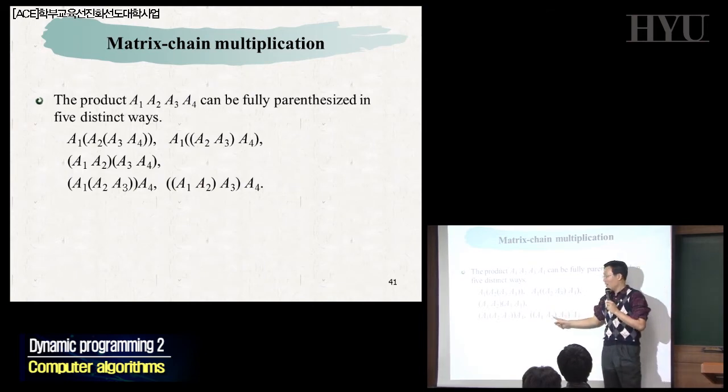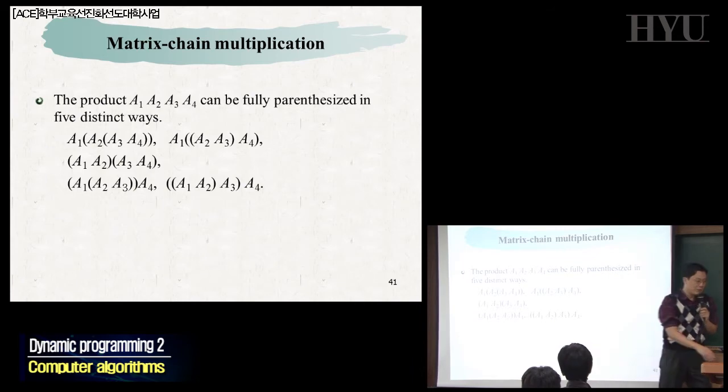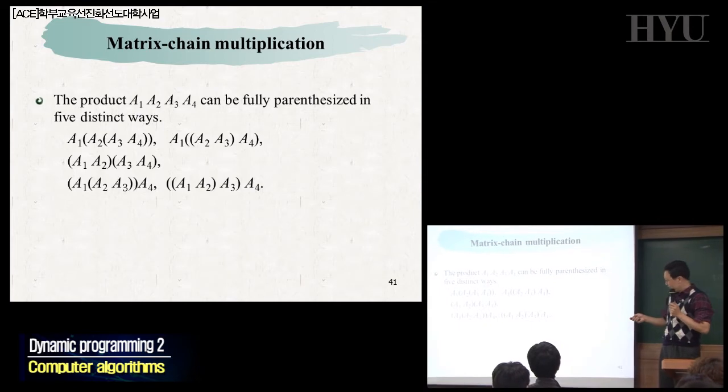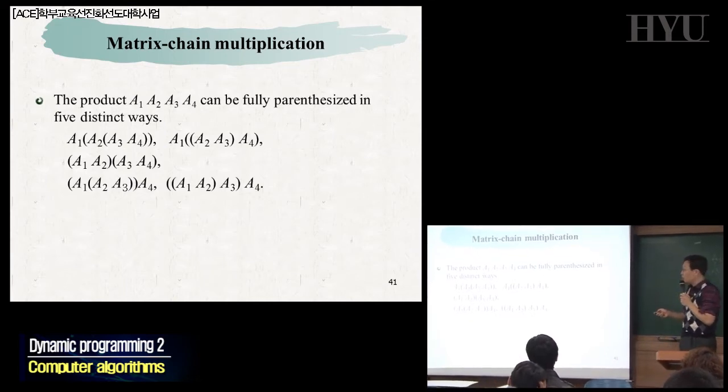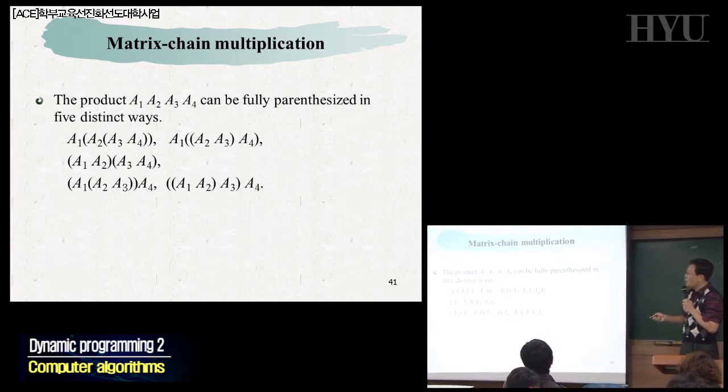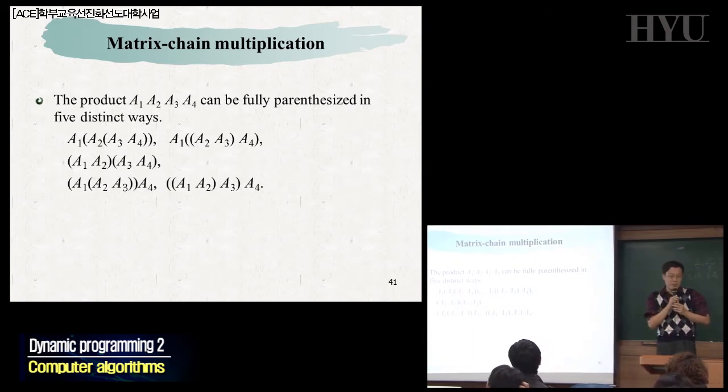Finally, these two parenthesizations have this as the last multiplication. Can you see the symmetry between the first and the third lines? There is a symmetry. Okay? And now you see that there are only 5 distinct parenthesizations.